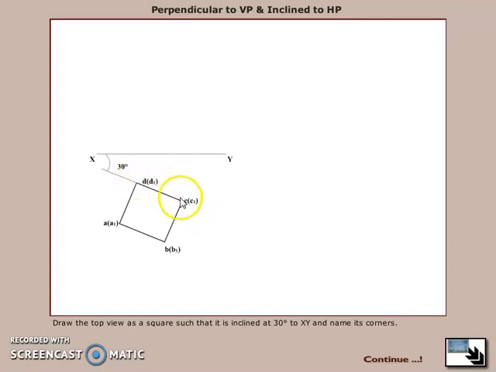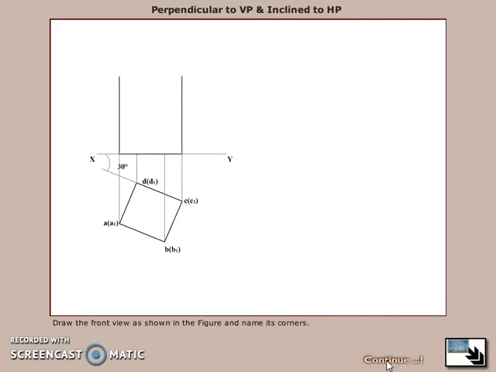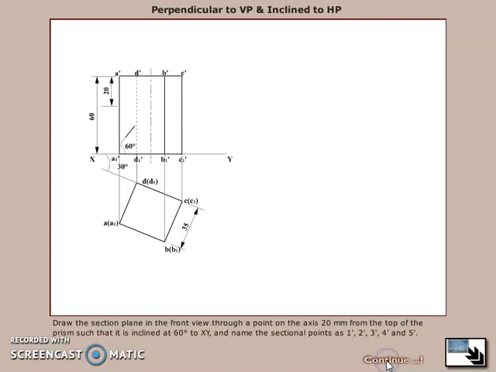So you start with this line inclined 30° to the XY line, then complete this square, that is the top view. Then name the points. Not A1, B1, C1, D1, but you can name them as a1, b in bracket 2, c3, d in bracket 4, like that. Then after that you complete the front view, and you also know how to represent the points in the front view. You represent all the points and draw the section plane.